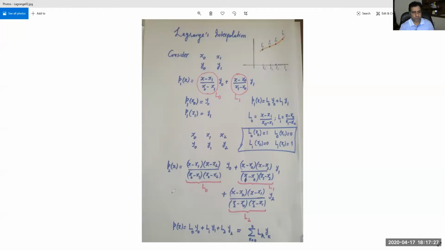And of course, when you are not hitting the node, you are in some neighborhood of that node, which is the actual task of interpolation, there will be some numerical error. Okay. So for 3 data points, Px will be L naught y naught plus L1 y1 plus L2 y2. Summation k grows from 0 to 2 Lk yk.